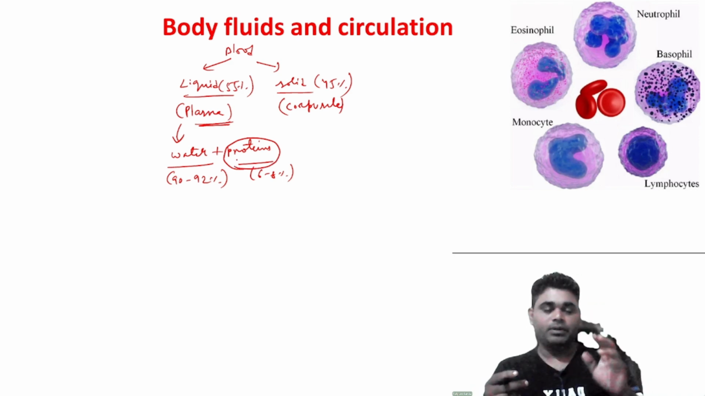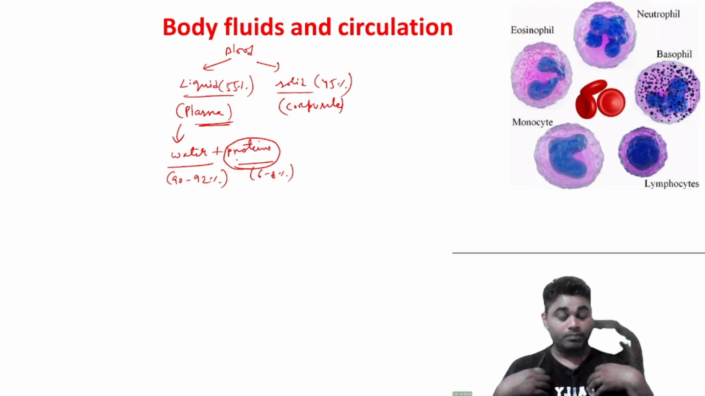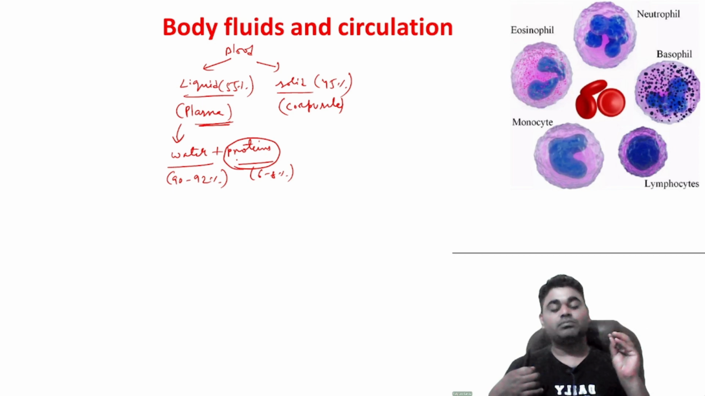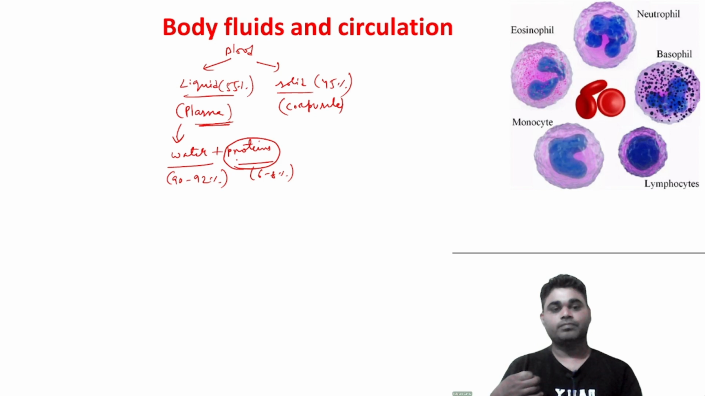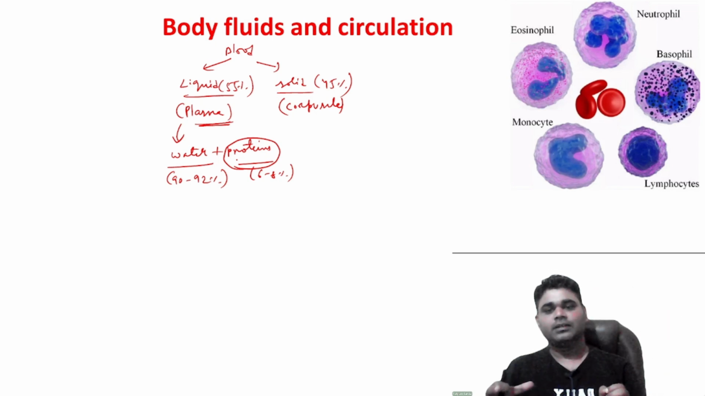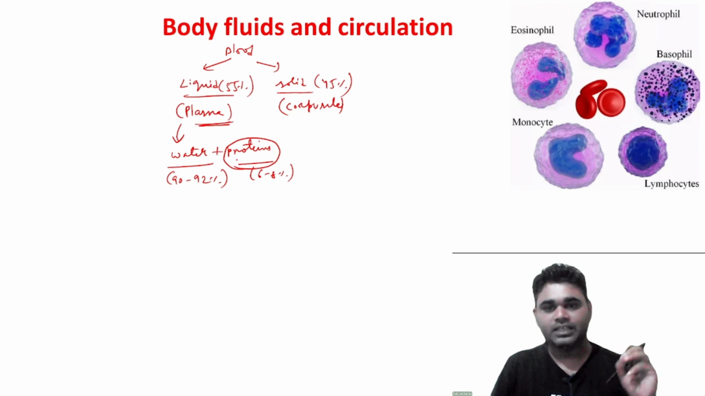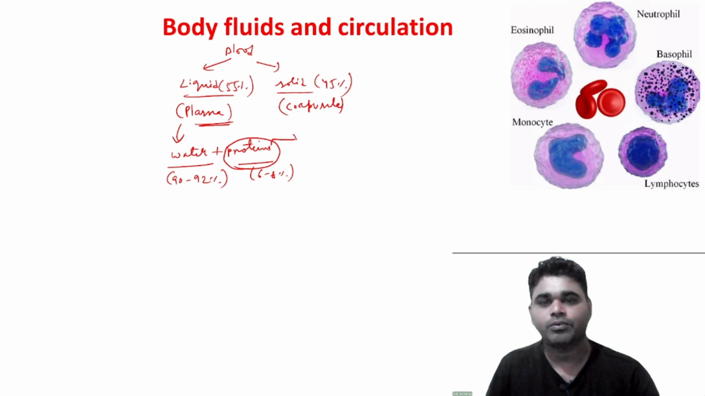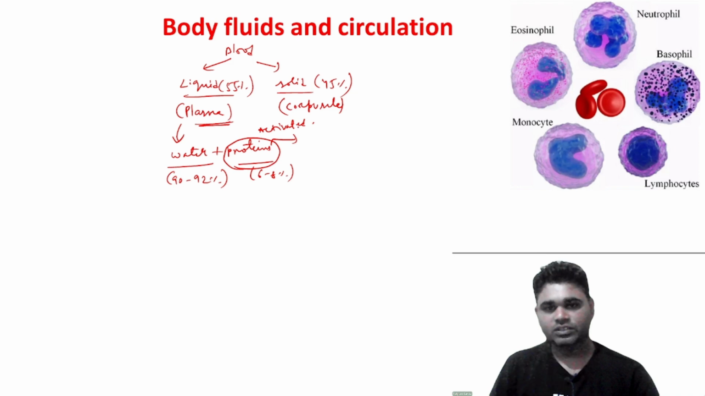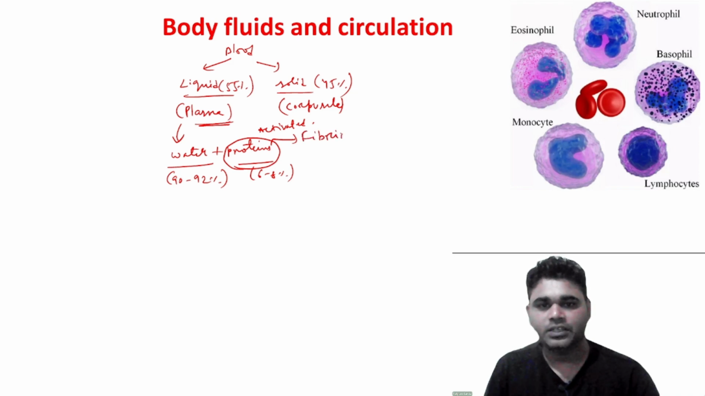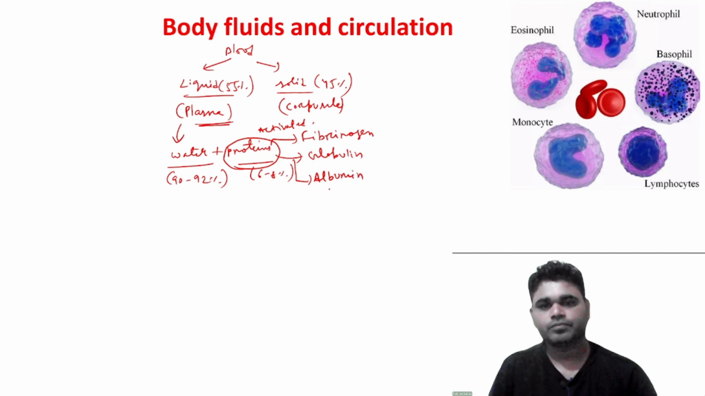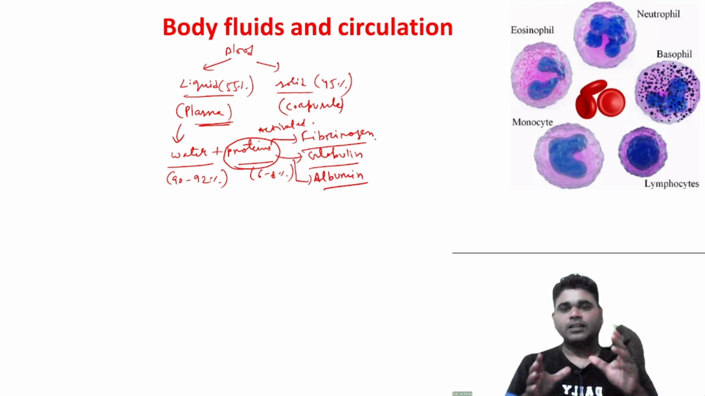Just remember that there are many proteins present inside our plasma, but there are a few proteins present in the activated form. Importantly, 3 proteins are present inside our plasma in the activated form. Most importantly, activated form. These proteins are, one is called fibrinogen, the second one is called globulin, and the third one is called albumin. So these proteins are present in the activated form.